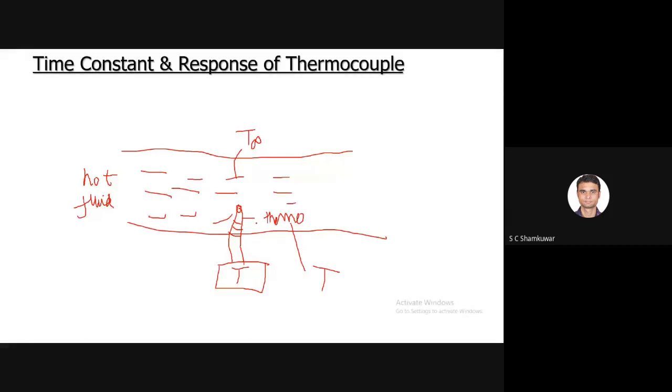So we need to decrease this time lag. What is time lag? To show the exact temperature of the fluid, the thermocouple takes some time, 2 nanoseconds to 5 seconds. So we need to minimize this time lag. We want to enhance the response of the thermocouple, and therefore we are going to study the time constant and the response of the thermocouple by using lumped analysis.